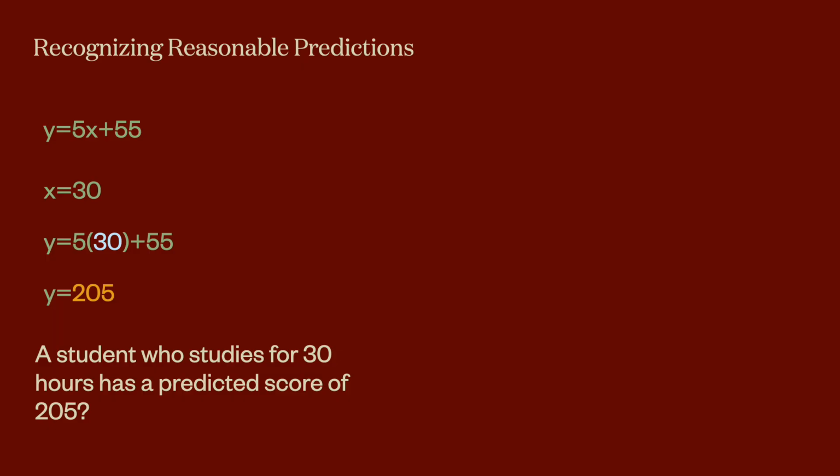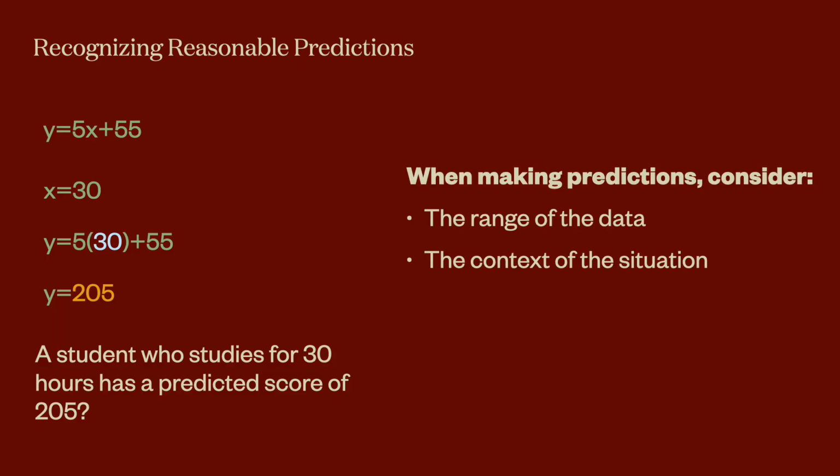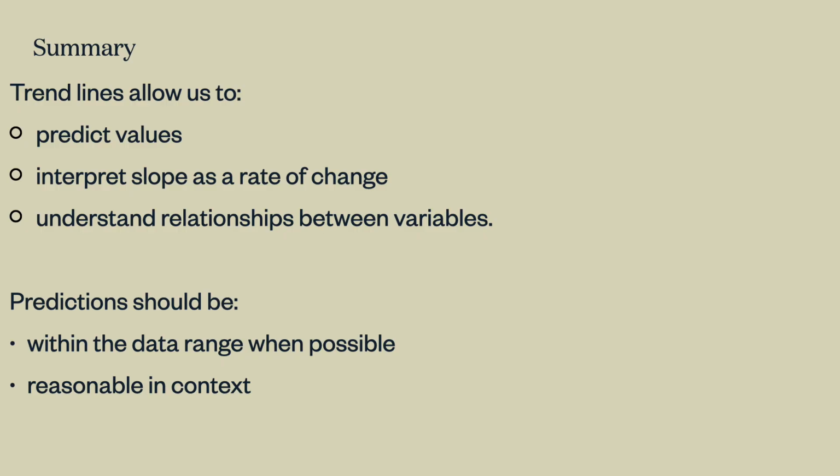So it's important when we make these types of predictions that we consider the range of the data and also the context of the situation. Is it possible for us to have a score this high? And the answer is no. No, it is not. So when making predictions, consider both the range of the data and the context of the situation. So what have we learned?